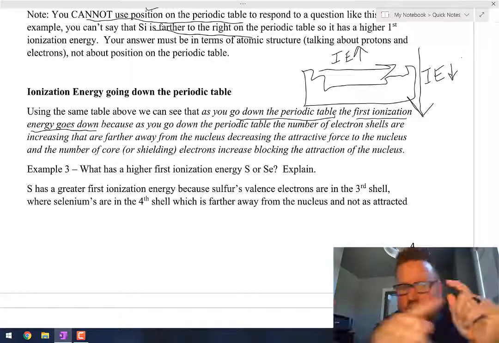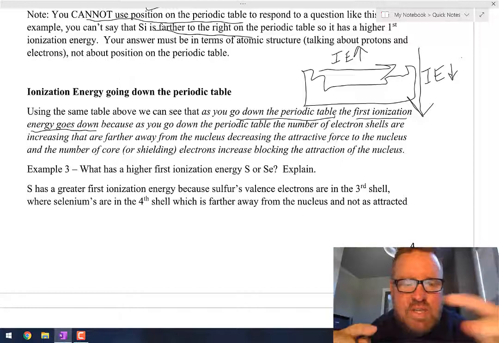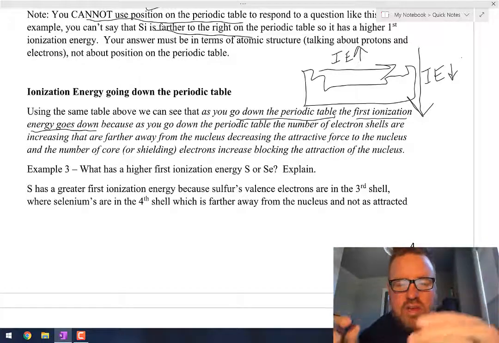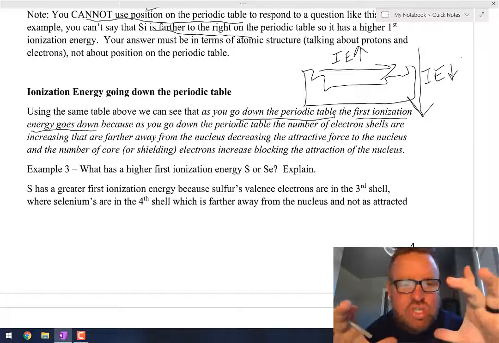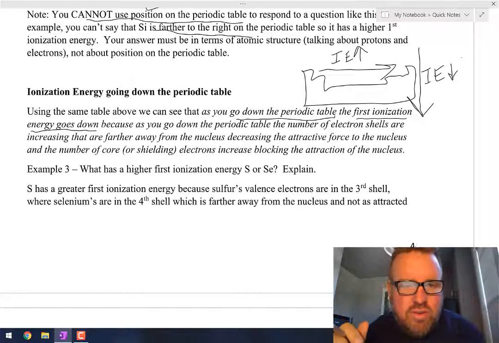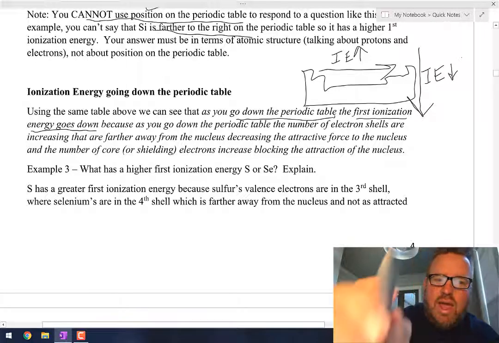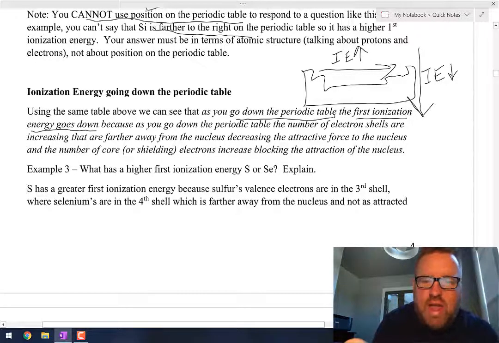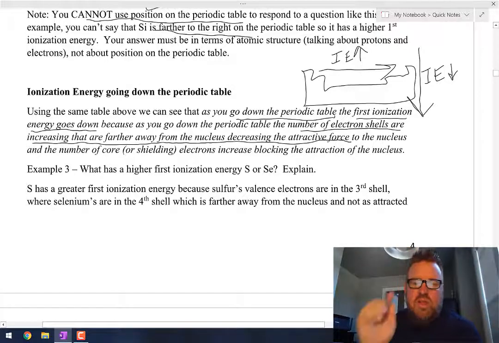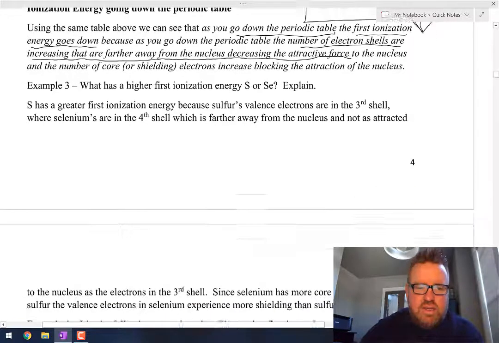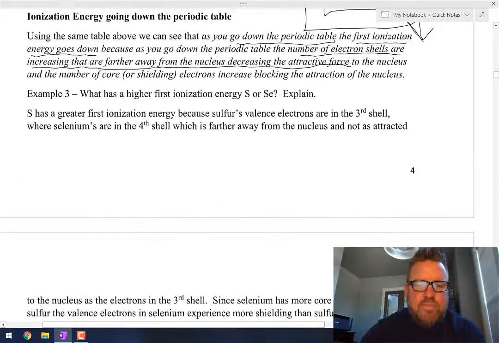Okay? Now, why? Basically, because as you go across the periodic table, you're staying in the same shell. But as you go down the periodic table, you're adding more electron shells that are farther away from the nucleus, and that decreases the attractive force. So as you go down, the number of electron shells increases, farther away from the nucleus, which decreases the attractive force. That's what I'm looking for. Okay, and again, lots of different ways you can say it. So let's take a look at this.